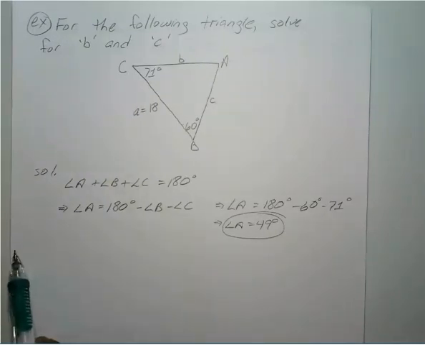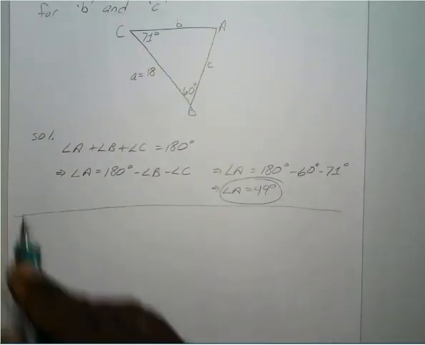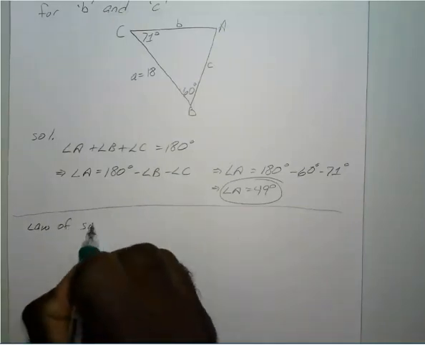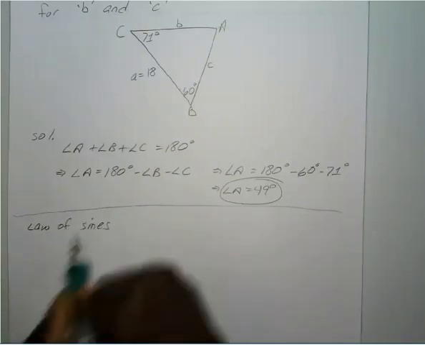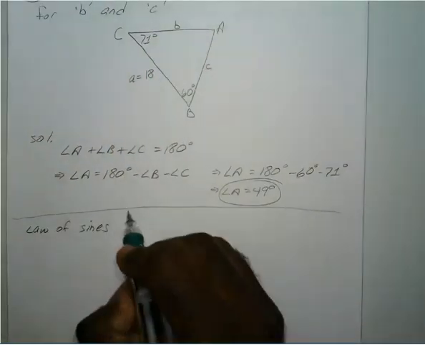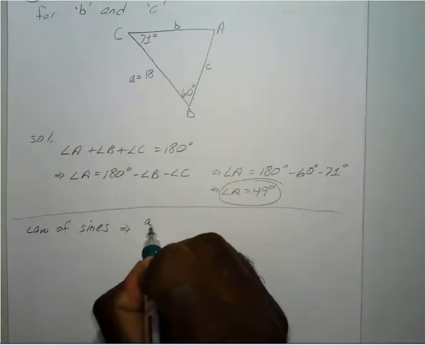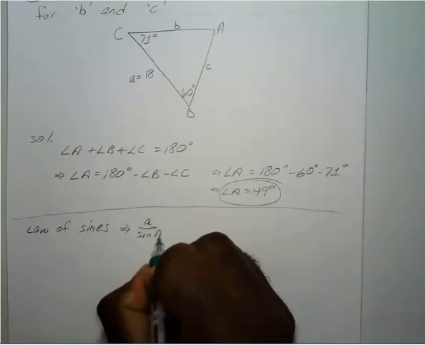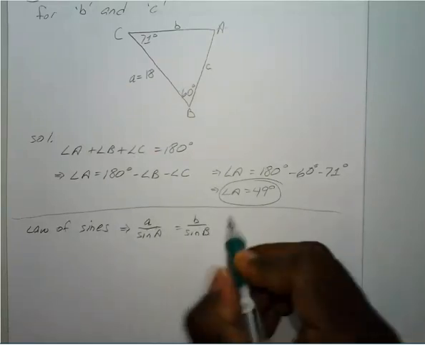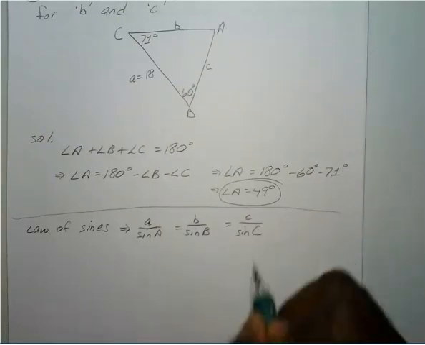So why did we need angle A? Well, we needed angle A to use the law of sines. We didn't specifically need angle A, but considering which sides we're solving for, I'll show you why we needed angle A. So remember your laws of sine. Side A over sine of angle A equals side B over sine of angle B equals side C over sine of angle C.